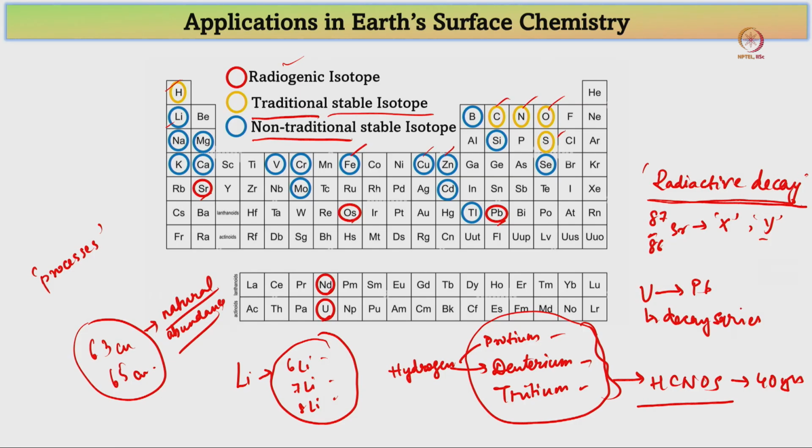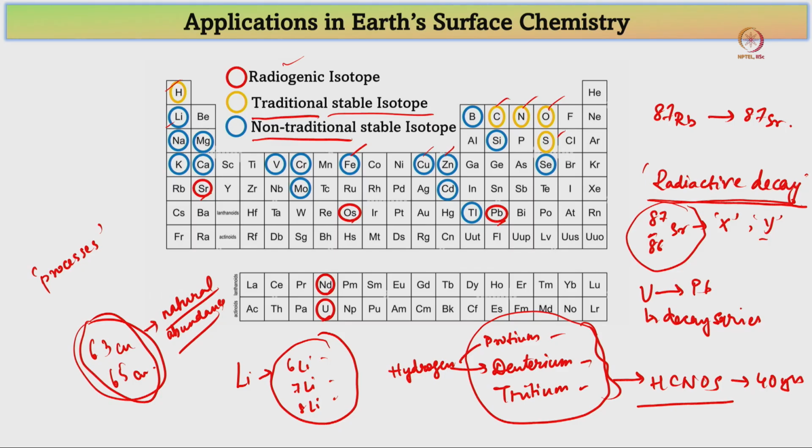This is not due to some other processes, this is not due to any process that this is undergoing. This is because 87 rubidium is decaying into 87 strontium. But in terms of copper, these isotopes are not formed due to decay. Okay? They have a natural abundance.